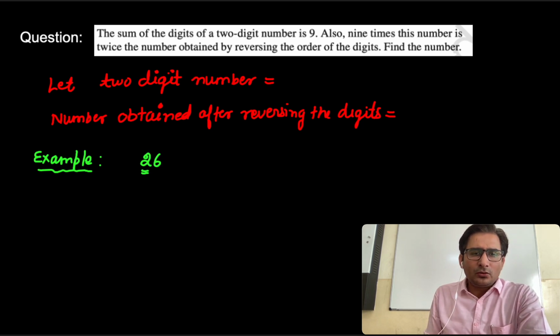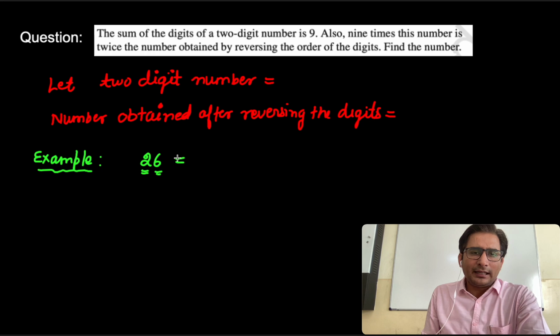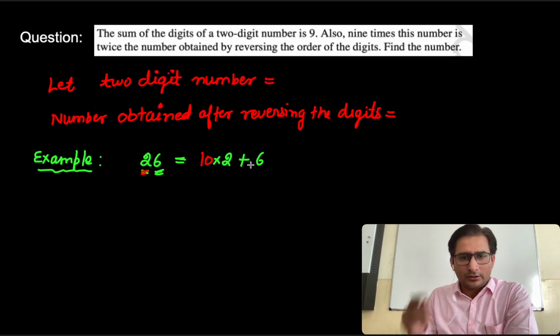So one digit is 2 and one digit is 6. 1's place is 6 and 10's place is 2. So this number can also be written like this. This 2 is at which place? At 10's place. So it can be written as 10 into 2 plus 6, and this 6 is at 1's place. 26 can be written like this, 10 into 2 plus 6, right?